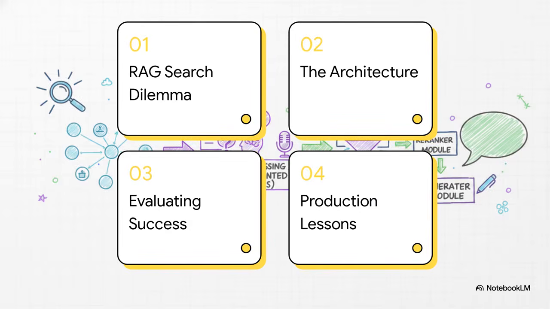Here is our agenda for today. 1. The RAG search dilemma. 2. The 4-layer architecture. 3. Evaluating retrieval success. And 4. Hard-won production lessons.